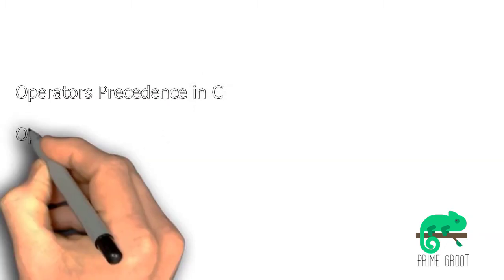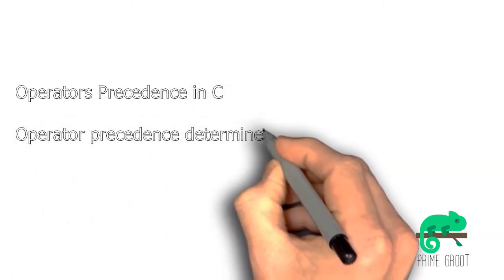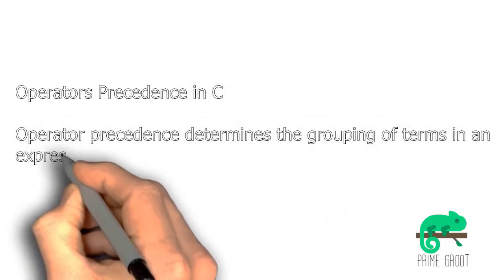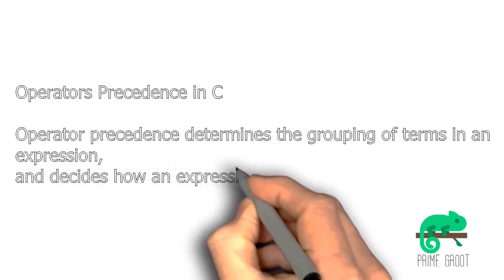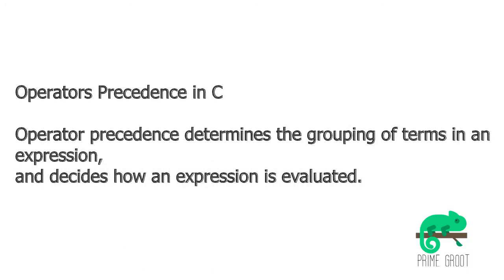Operator precedence in C. Operator precedence determines the grouping of terms in an expression, and decides how an expression is evaluated.